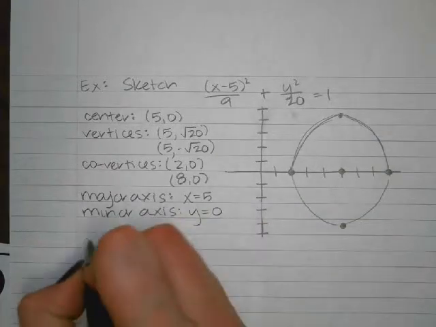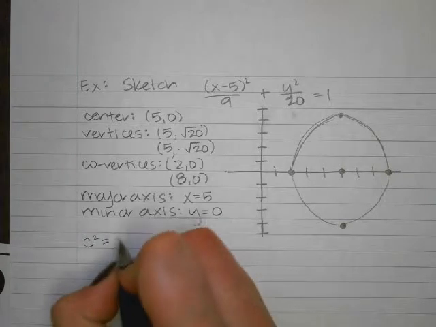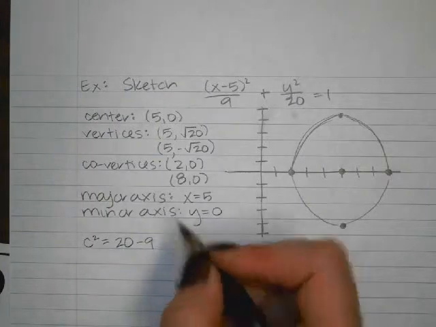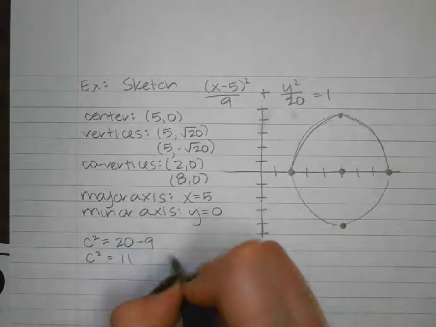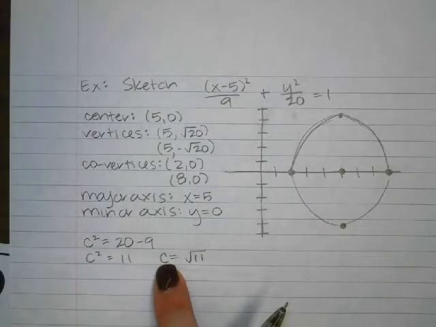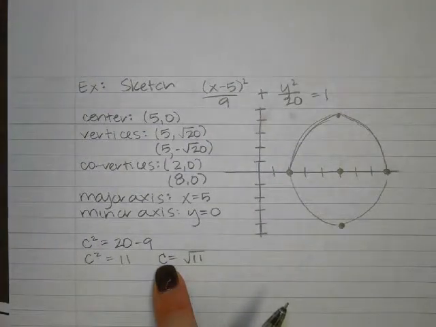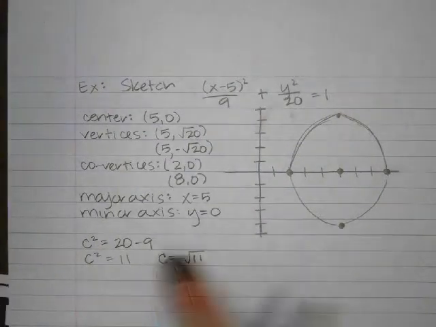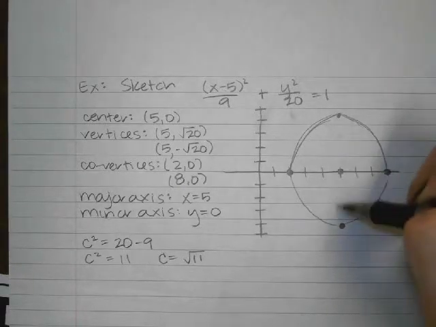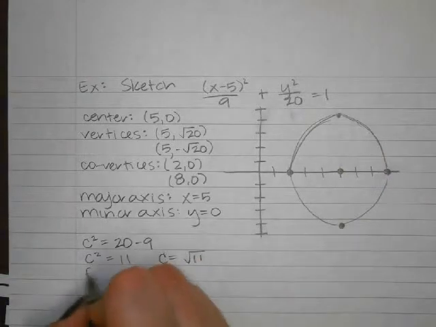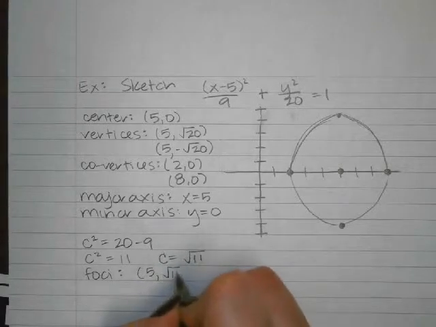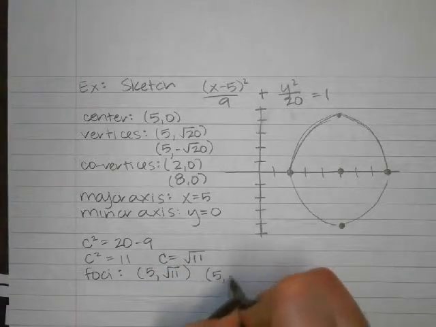So to find our foci, we're going to need to do c squared equals 20 minus 9. We've got bigger minus smaller. 20 minus 9 is 11. So c is square root 11. You'll notice that here I'm not saying plus or minus when I do that square root, and that's because it's a distance, and so it's a positive amount. We know that the major axis goes this way, so that means the foci have to go up square root 11 and down square root 11. And so when we write the foci, we're going to have 5 positive root 11, 5 negative root 11.